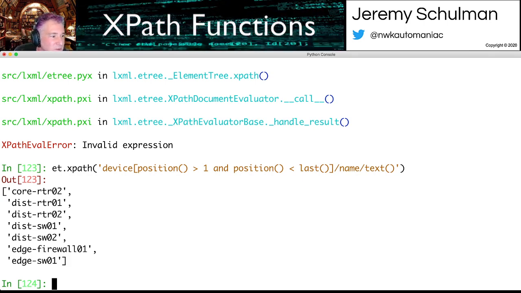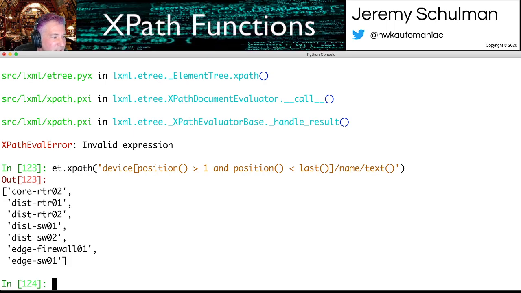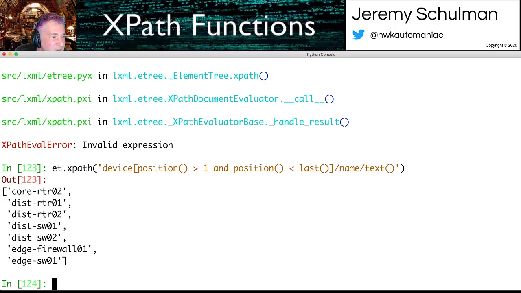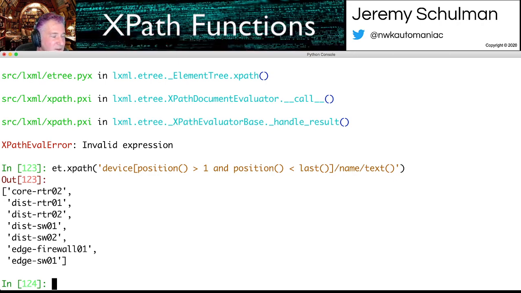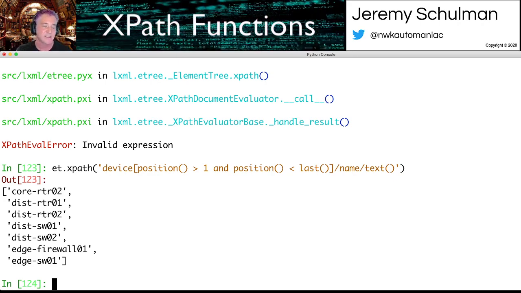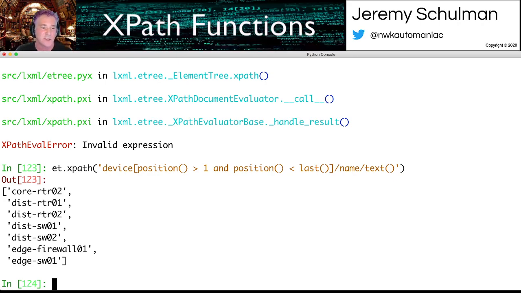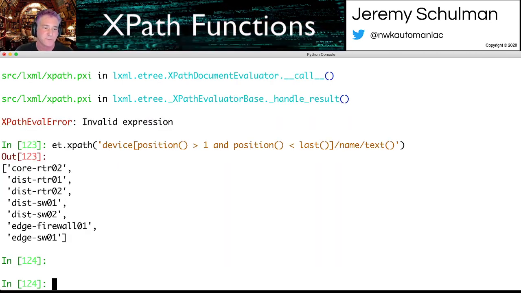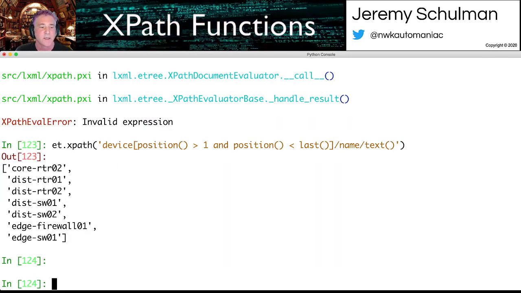Suppose Nornir returns XML data as a string. When I pass it to the strip namespace function, it throws an error. Do I need to convert that string to an XML? Yes, you do. And the way that you can do that is the following.